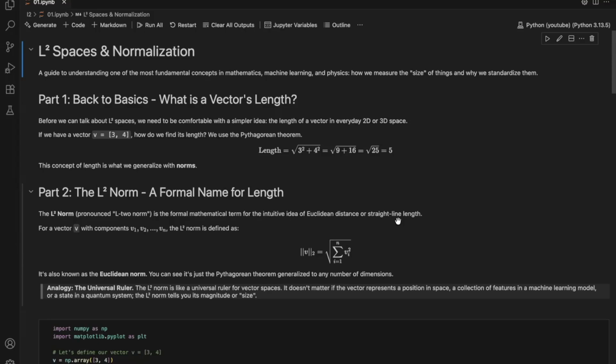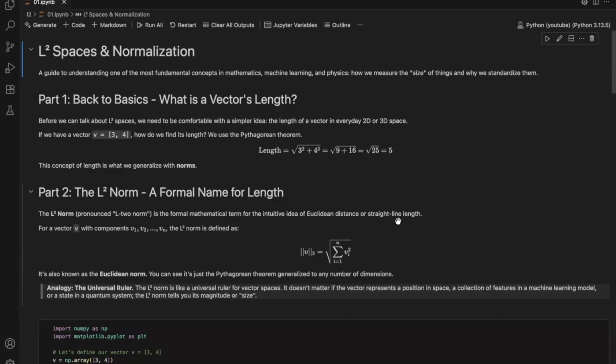This video establishes the essential mathematical framework for understanding vector and function spaces, focusing on the concepts of magnitude and standardization. It begins by defining the foundational principles of vector length within Euclidean spaces, which provides the intuition for a more generalized mathematical construct, the L2 norm.